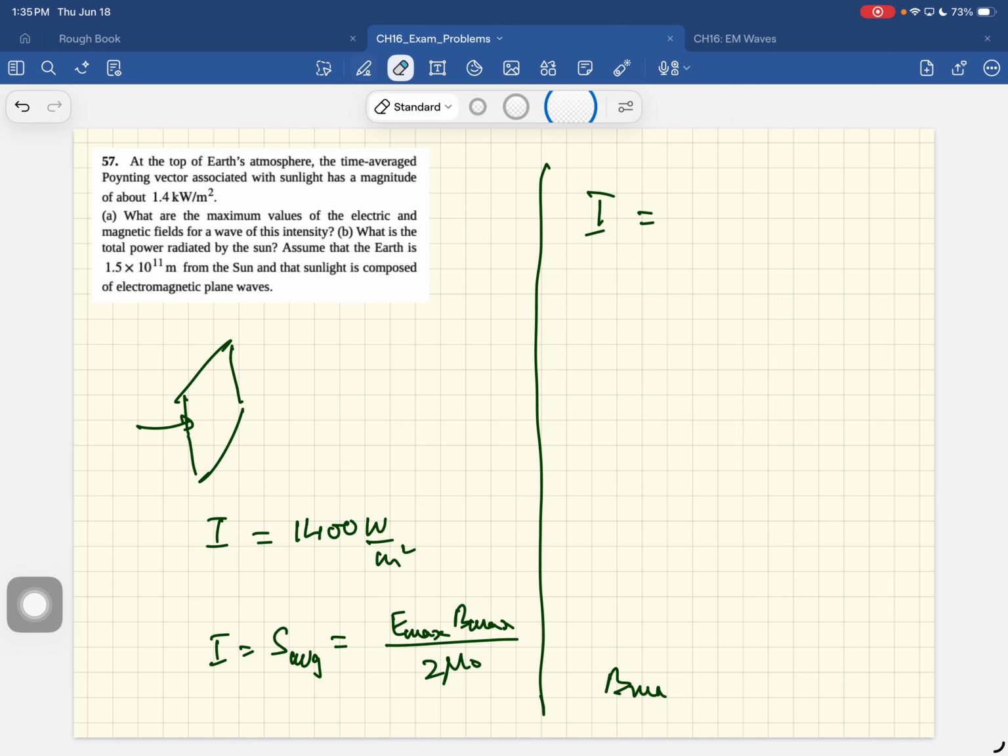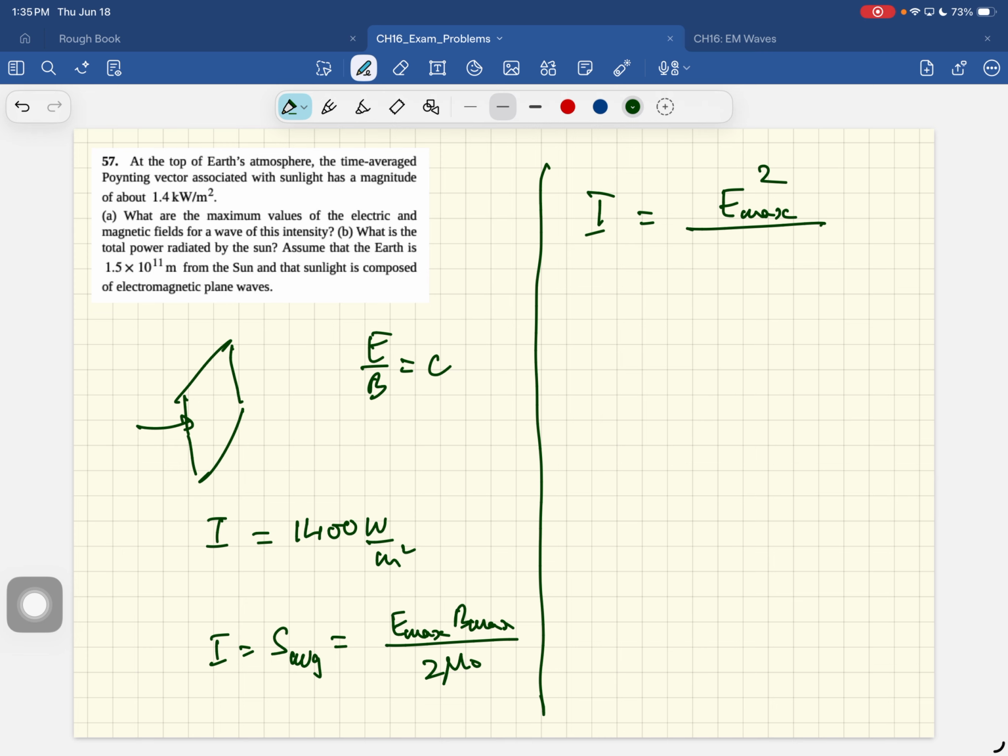So here's the power of the sun. That's a 100-watt bulb. 4 trillion 100-watt bulbs. No, this is trillion. 4 trillion 100-watt bulbs. That's the power of the sun.